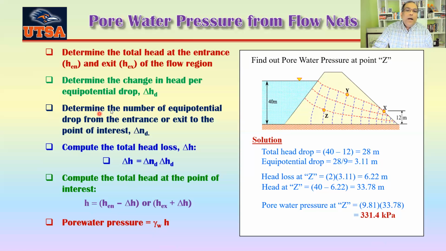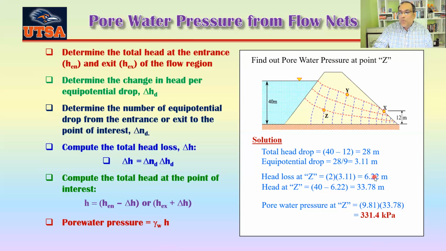Now you just determine the number of equipotential drops. We already did that, and compute the total head loss. So for that point Z here, these are equipotential lines. So here is the same potential, meaning the head here and also here is equal. Okay, so here you can see 1 and 2. So the total loss is 2 times 3.11.